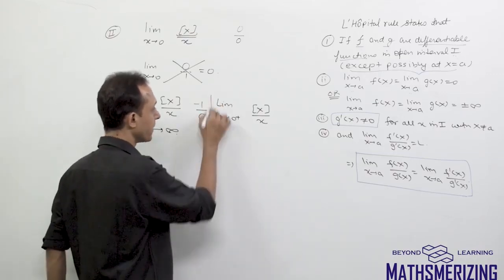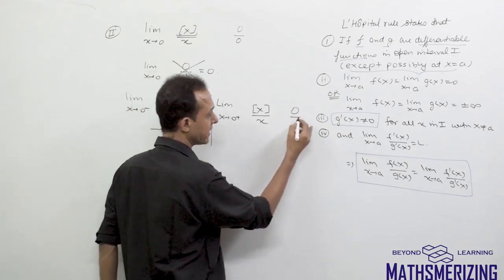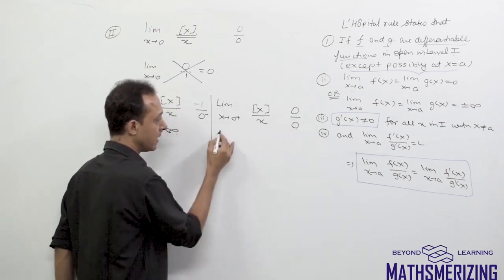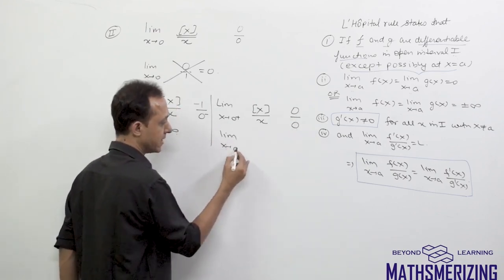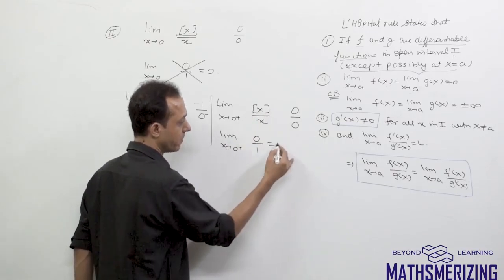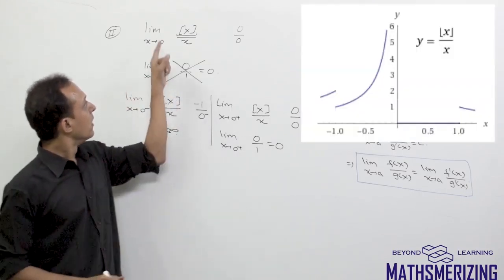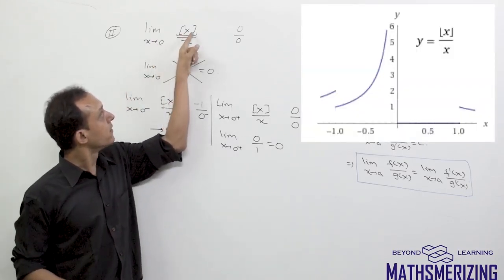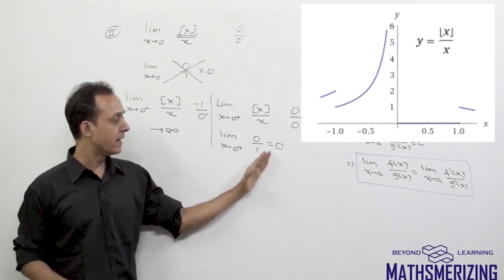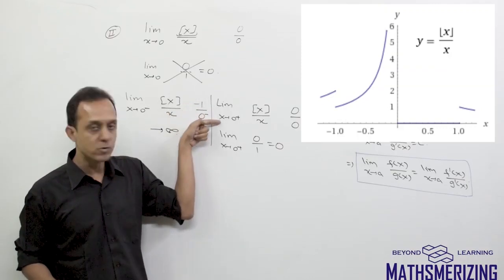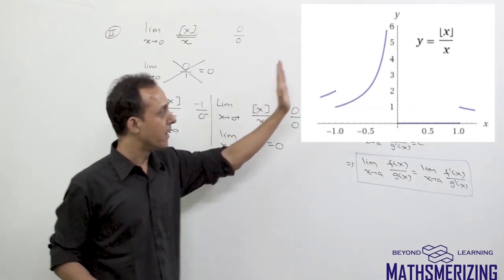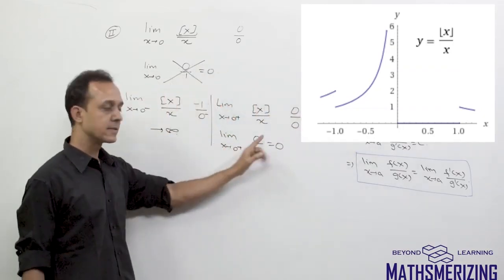Now on the right hand side, when x is 0 positive, the greatest integer function of x is 0, x is also 0. Here I have 0 upon 0 form, so I can use L'Hopital's rule. Limit x tends to 0 positive: the derivative of the greatest integer function of x will be 0, and of x will be 1. So now this limit is 0. So limit x tends to 0 of the greatest integer function of x upon x doesn't exist, because on the left hand side I have infinite and on the right hand side I have 0. But if the question is limit x tends to 0 positive of the greatest integer function of x upon x, which is 0 upon 0 form, we can apply L'Hopital's rule to get the answer as 0.